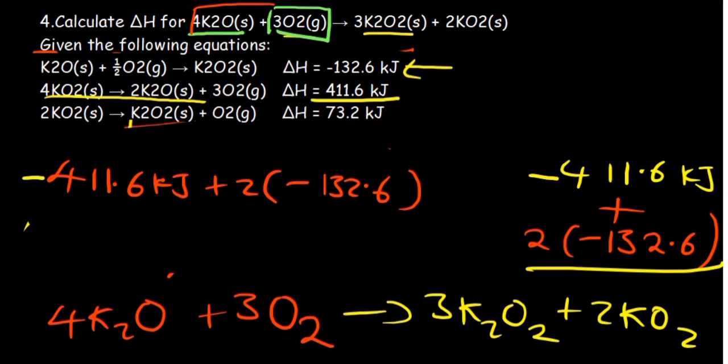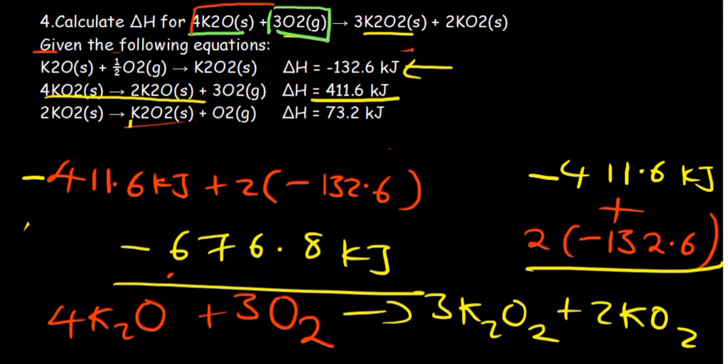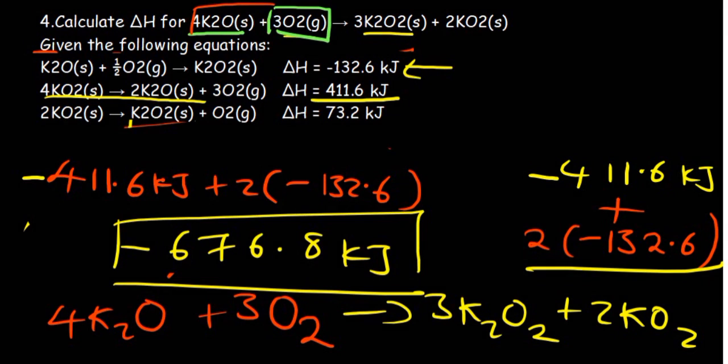So in this case, if you grab your calculator, negative 411.6 plus 2 multiplied against negative 132.6. So what I'm getting as my enthalpy for the reaction is negative 676.8 kilojoules. So that is how you use Hess's law to determine the enthalpies for different reactions.